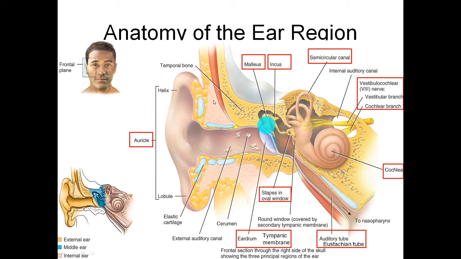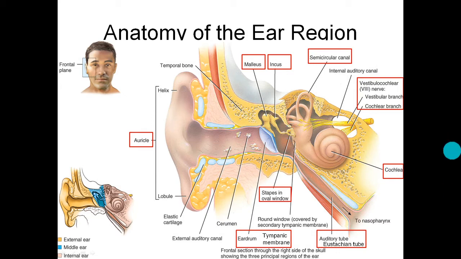The first bone right up against the tympanic membrane, this right here, is called the malleus. Then we have kind of a middle bone called the incus. And then we have a third bone that is kind of stirrup shaped that is called the stapes. So you have the malleus, the incus, and the stapes.